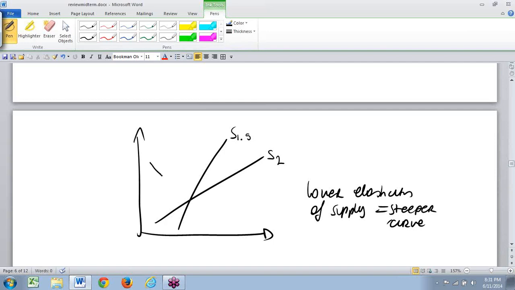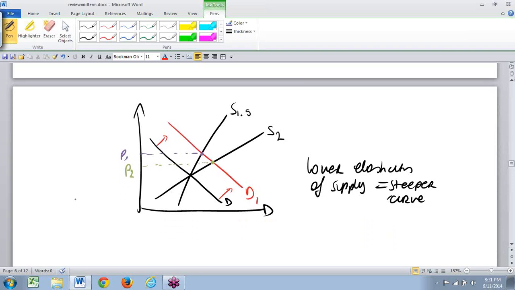And now we have our initial demand curve and our new demand curve after the increase in income. We want to compare the equilibrium prices. The equilibrium price if the supply curve is more elastic is this one, and the equilibrium price with the less elastic supply curve is P1. So it is true that whenever you have a less elastic supply curve, the change in price is higher when you increase the income. So the statement is true, because P1 is greater than P2.